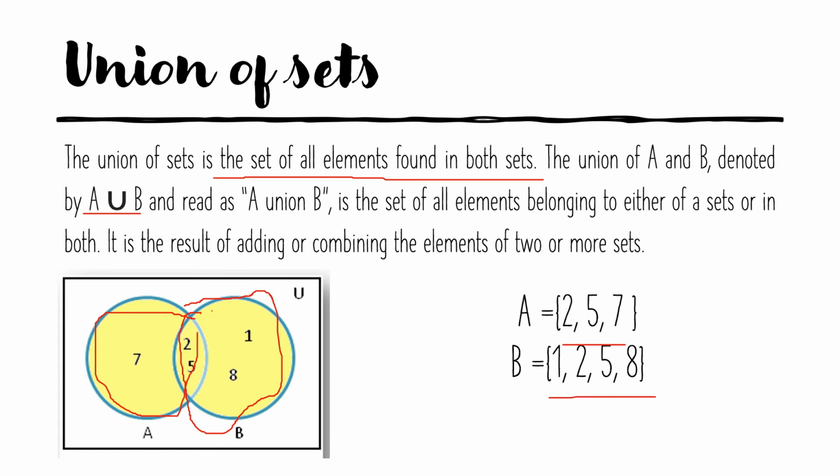And if you have to get A union B, all you have to do is to combine all the elements of sets A and B. So therefore, if you have to get A union B, the elements are 1, 2, 5, 7, and 8.